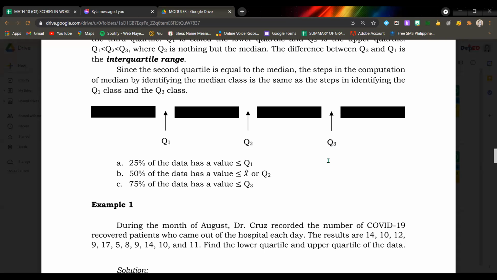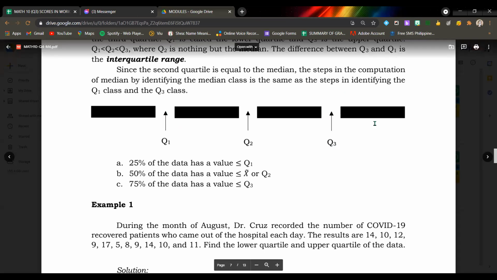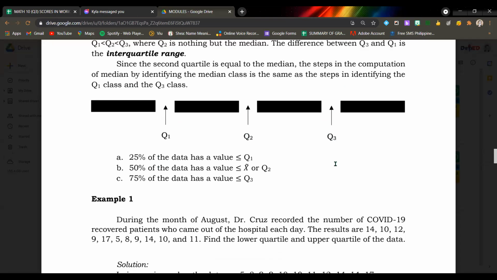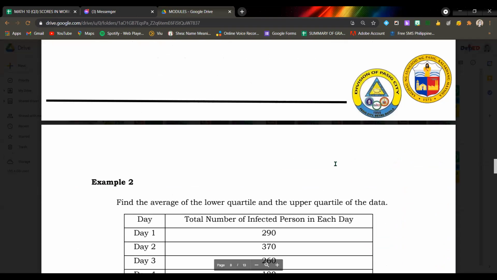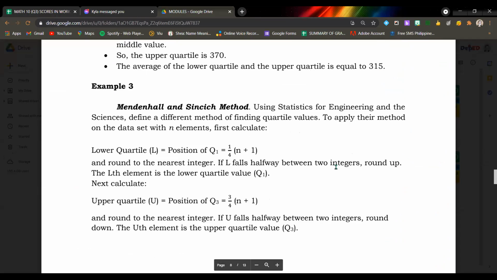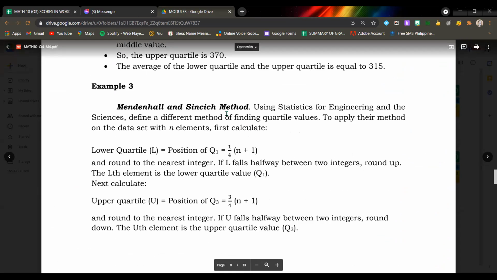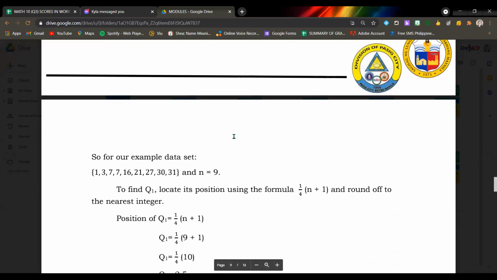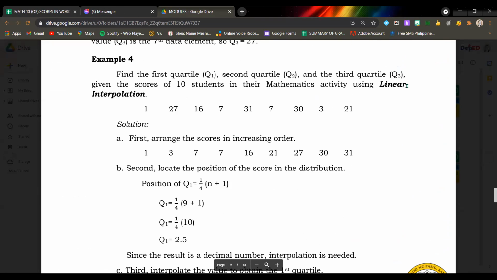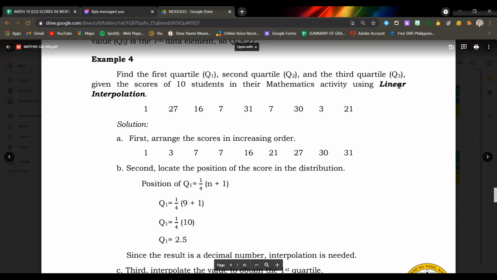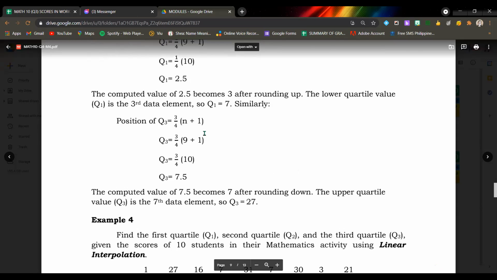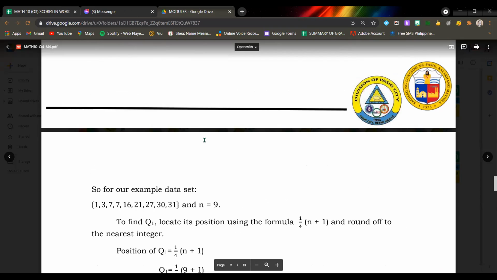As you can see, yung data natin, hinati sa apat. At we have first quartile, second, and third. Lower quartile, yung median, at yung upper quartile. Okay? So, ano po yung kailangan yung malaman dito? Kailangan nyo po malaman yung dalawang method na tinatawag nating Mendenhall and Zinsich method. And the other one is the linear interpolation. So, later on, ituturo ko yan sa inyo kung paano yan ginagawa.